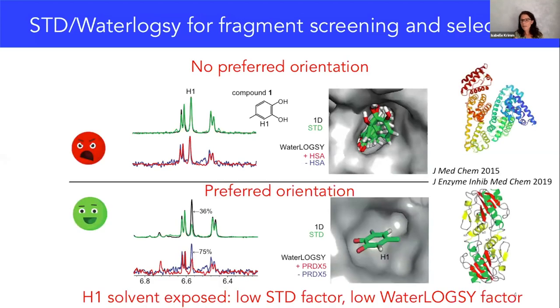But if you look at the same compound with another target, you also have an STD spectrum and an answer with the WaterLOGSY experiments, but the situation is different compared to the HSA protein. Here, if you compare the relative intensity of the STD to the 1D, and the WaterLOGSY in the presence or absence of the protein, you see a difference. In particular, for this very small compound, for the H1 you have a low STD and low WaterLOGSY intensity. This is because this proton is solvent exposed when it is bound to the protein.